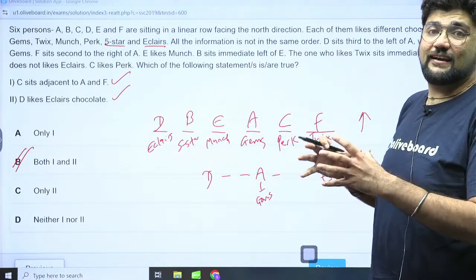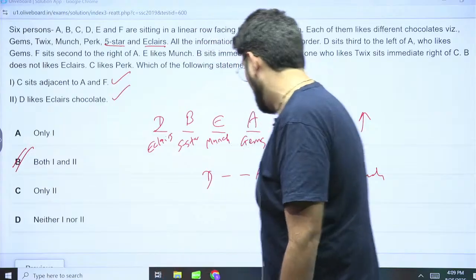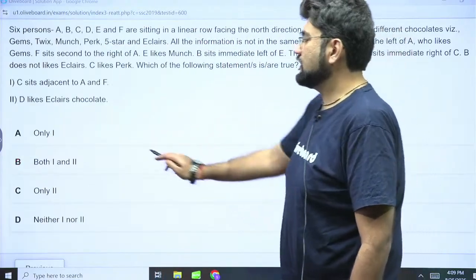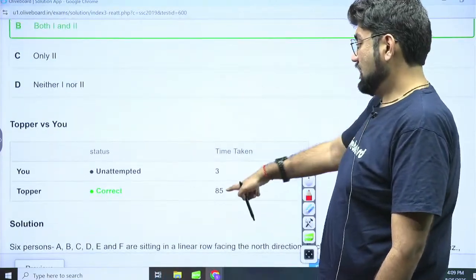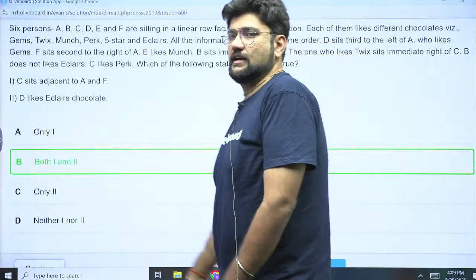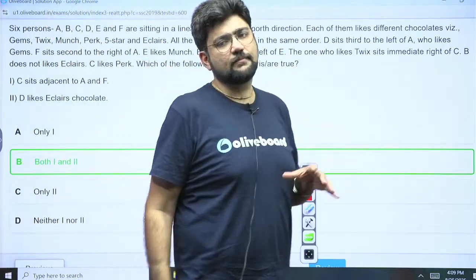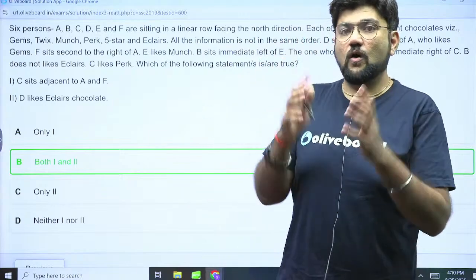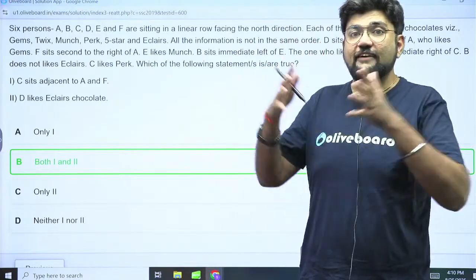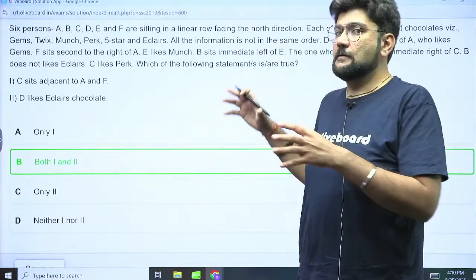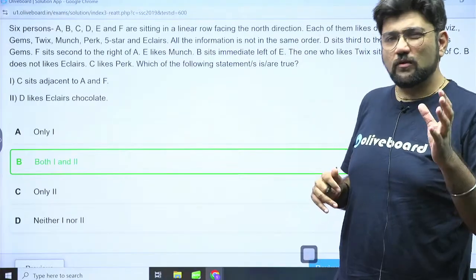But just understand, your return on investment should be very high. Don't unnecessarily invest expecting nothing in return. 85 seconds is too much, guys. I'm not expecting you to solve this as fast as I did here, because this is just an explanation session. Obviously, when you are actually in the live mock environment, it becomes difficult, but 85 seconds is too much. It's almost 1.5 minutes.